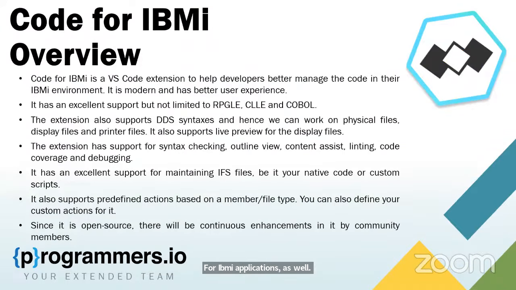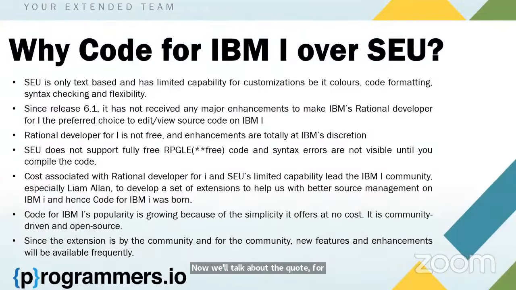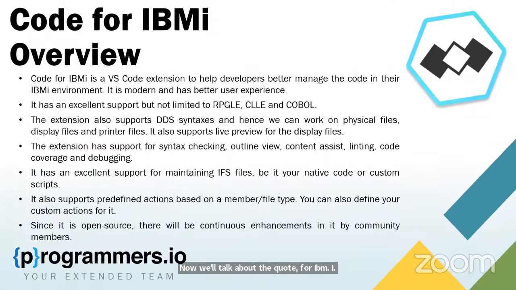Now we'll talk about Code for IBM I. Code for IBM I is an extension that helps developers manage their code in their IBM I environment. It is modern and has a better user experience. In a couple of minutes, once we are done with the slide deck and go to the practical session, we will see how much ease it gives anyone developing applications on IBM I compared to the conventional methods of development.